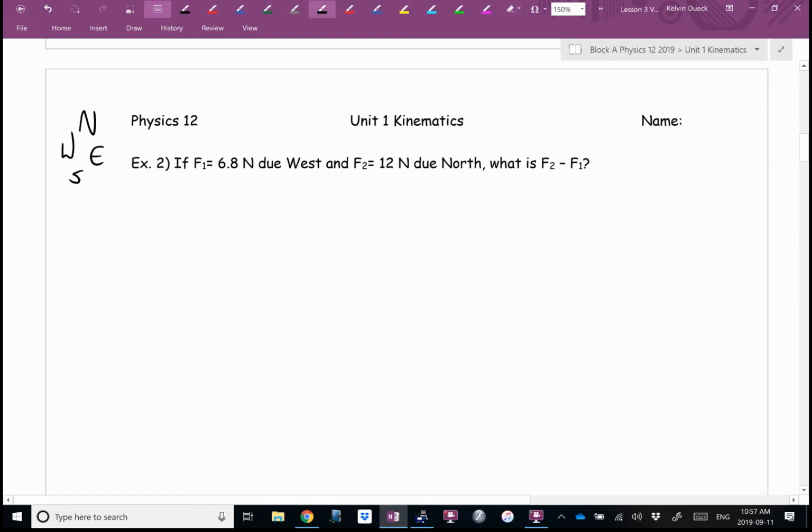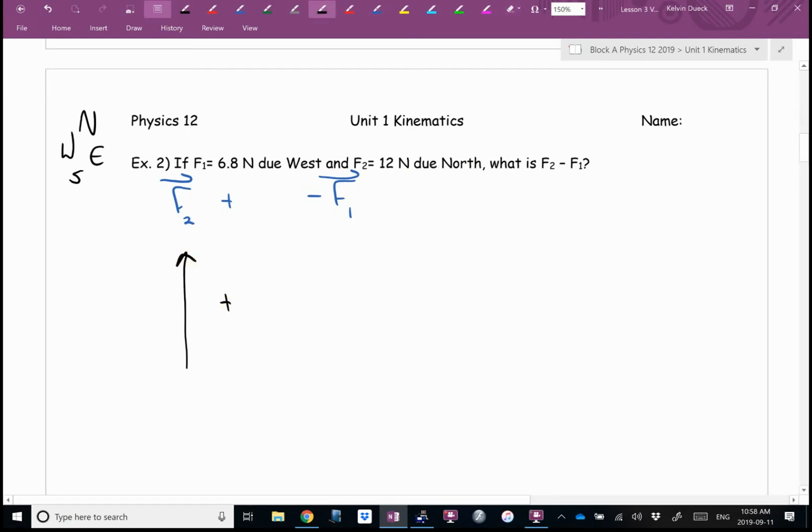What's F2 minus F1? I typically write this as F2 plus negative F1. I change the subtraction to addition. I do write that line down until I get really good. Kathy, what direction is F2? Magnitude and direction, actually. How big is F2? Magnitude? Direction? Let's draw that underneath F2.